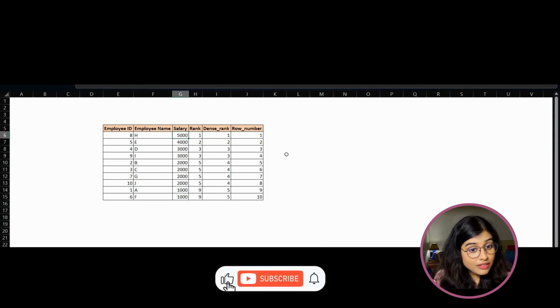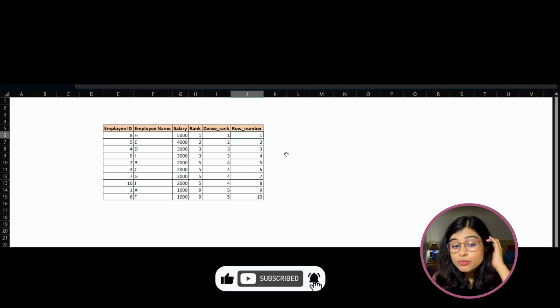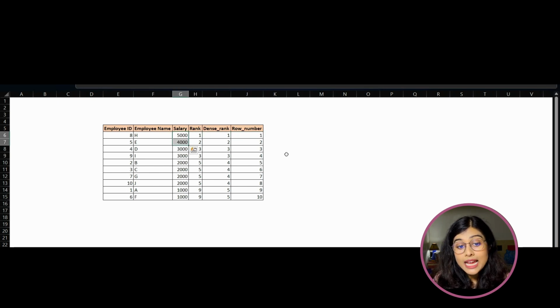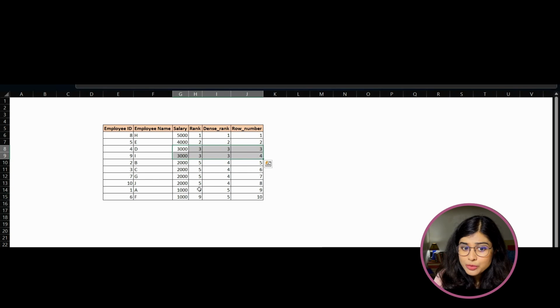Again, same thing for 5000 and 4000, both of them will be receiving 1 and 2 as rank, very similar to what the rank and dense rank functions have provided. Now the game changes when, let's say, in the third position we have 3000 repeating twice. Rank and dense rank both provided a rank of 3 and 3 to each of them, but row number will provide them a rank of 3 and 4 because row number does not repeat itself. It's an index function, if you may say. It does not repeat itself and provides the ranking based on salary.